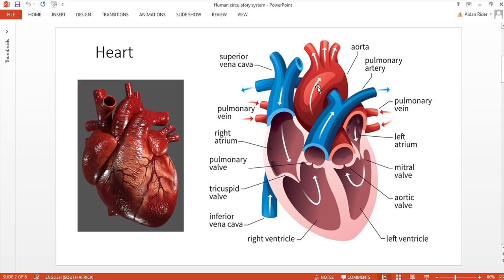Okay, something else just to mention, that unfortunately doesn't show on this picture: this middle section of the muscle is the septum. The septum is this thick walled muscle part that separates the 2 ventricles.